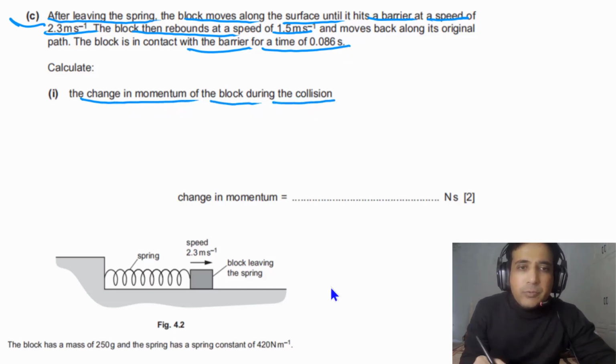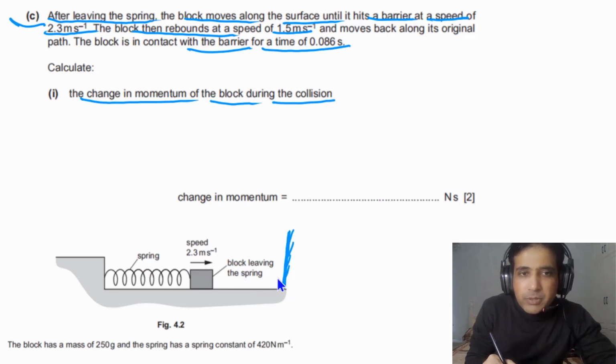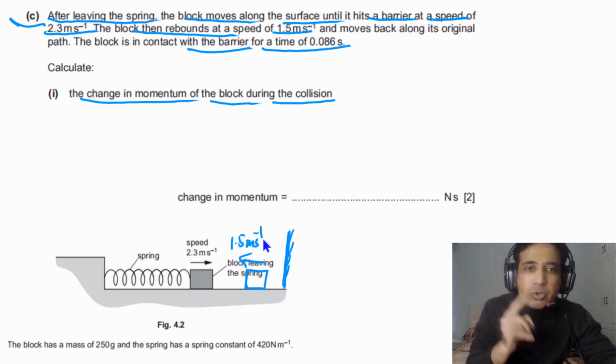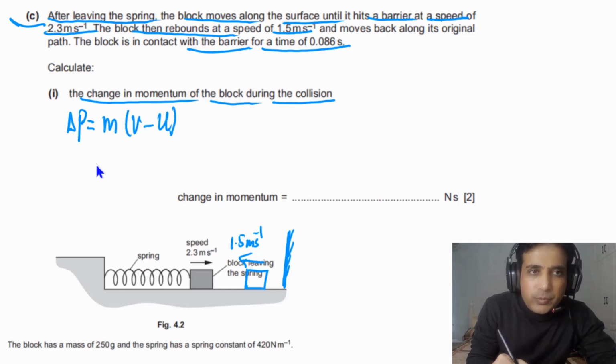So simply we can imagine that there is a barrier, and this block hits this barrier with a speed of 2.3 meters per second and rebounds with a speed of 1.5 meters per second. We need to calculate the change in momentum of the block. In order to calculate the change in momentum, simply we can say delta P will be equal to m times (v minus u). In this case, the mass of the block is 0.250 kilograms, and the final speed.